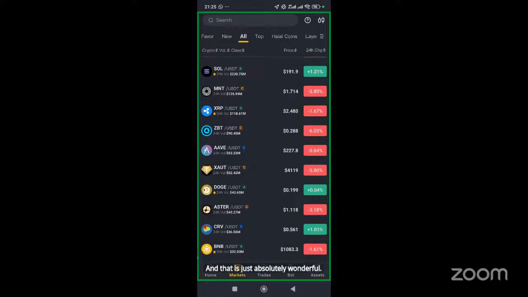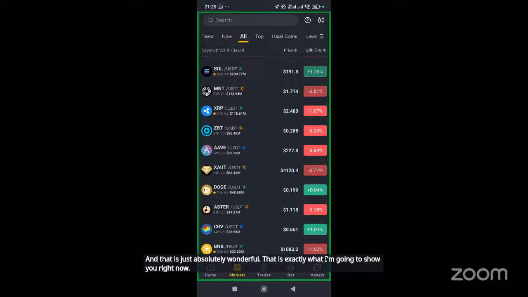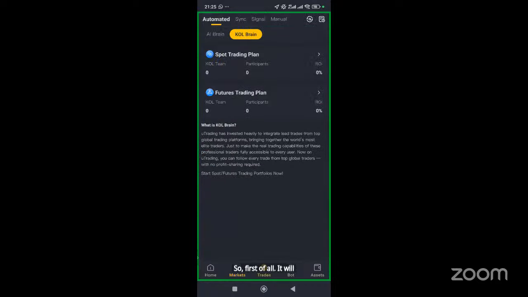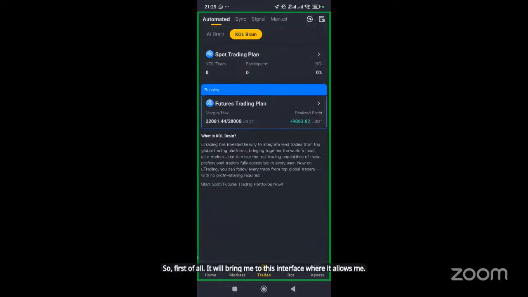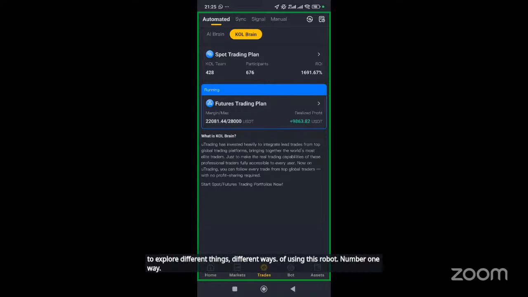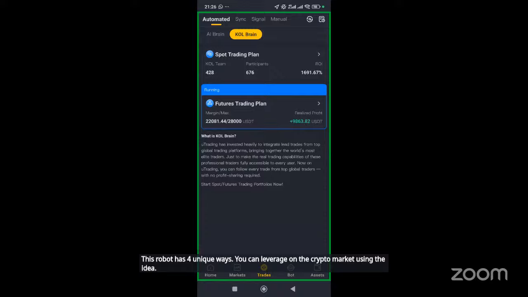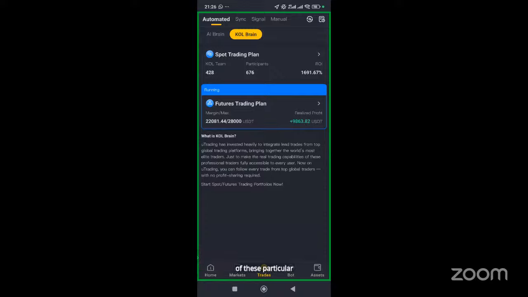That is exactly what I'm going to show you right now. So first of all, click. It will bring me to this interface where it allows me to explore different ways of using this robot. This robot has 4 unique ways you can leverage on the crypto market using the idea of this particular robot fortification.